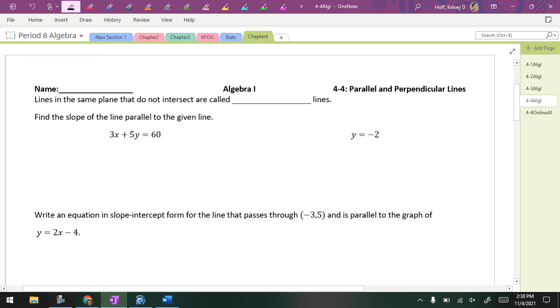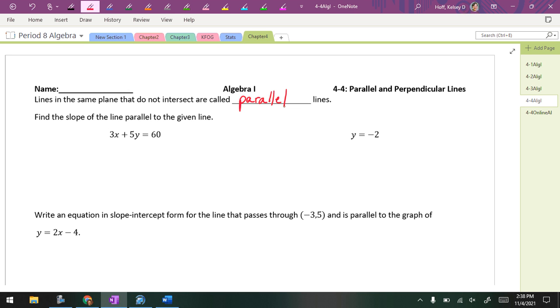Lines that do not intersect are called parallel lines. P-A-R-A-L-L-E-L. Parallel. So lines that are parallel are at the same slant. They never touch. So what do you know about their slopes? Same thing. They're the same.